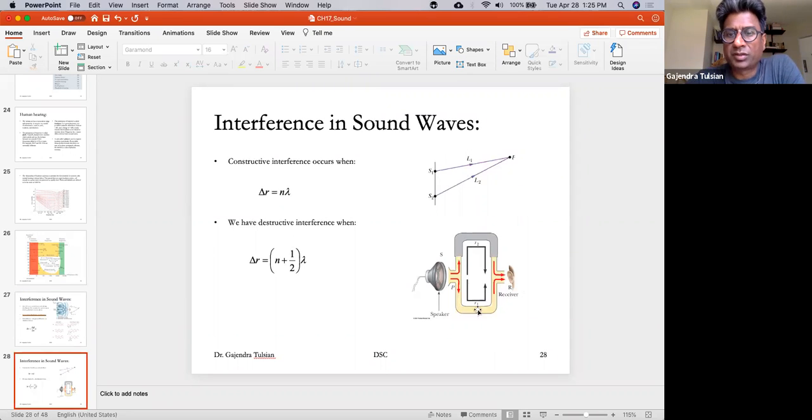Okay. So here's a device you can use. A sound wave splits into these two paths. And as you move this armature, you can make this sound wave travel larger and smaller distances. And as you move this back and forth, you'll hear constructive and destructive interference. So the sound intensity will go from 0 to loud and back and so on.